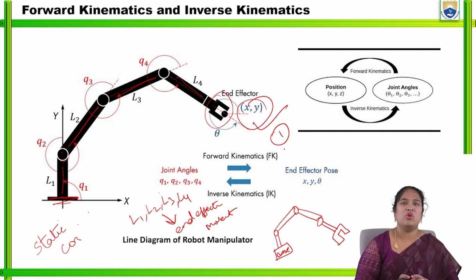In forward kinematics, what are we doing? Initially, with the help of the joint angles, that is Q1, Q2, Q3, Q4, or with the help of the displacements of the joints L1, L2, L3, L4, we will find out the end effector position, that is XY, right? Whereas in the inverse kinematics, with the help of the end effector position, that is XY, we will find out the joint angles Q1, Q2 and Q3. Right? It is the reverse of the forward kinematics.